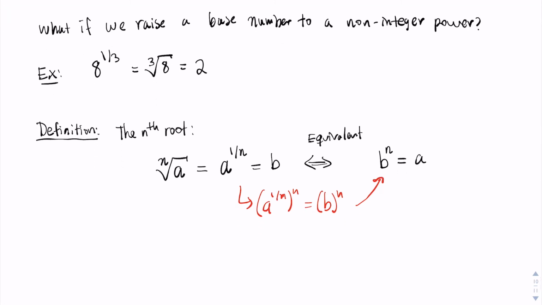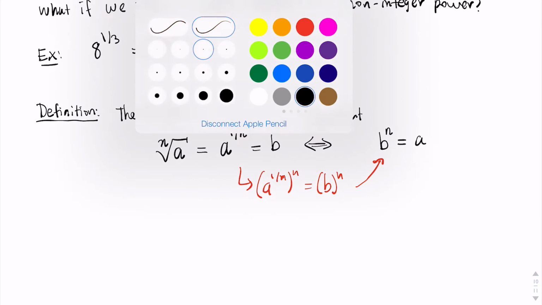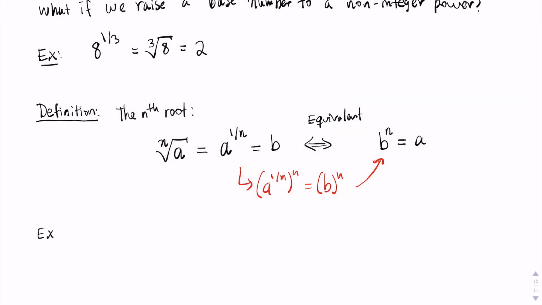So here are some examples. What will be, say, 27 to the 1/3?